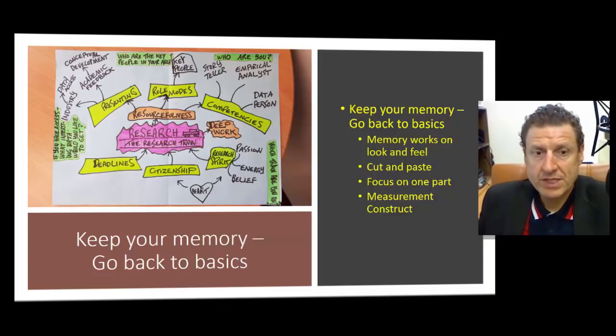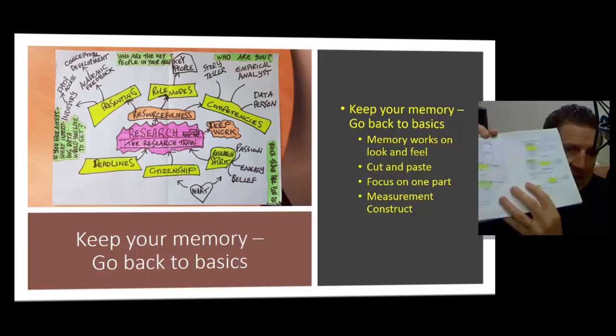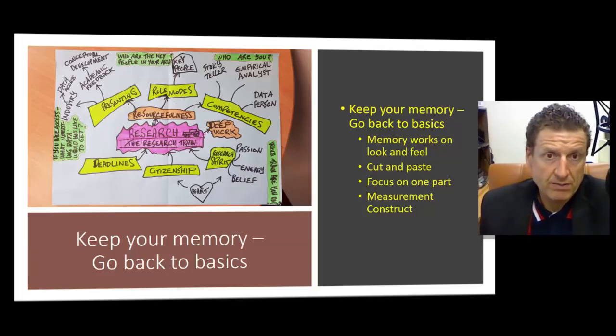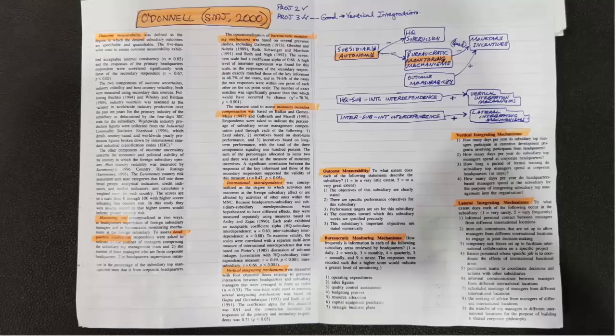So we want to go deeper now and really do some more cutting and pasting, just like what I've done here, to find out whether we can learn more from this literature. Again, there's our output controls, there's our behavior controls. So we want to go further.